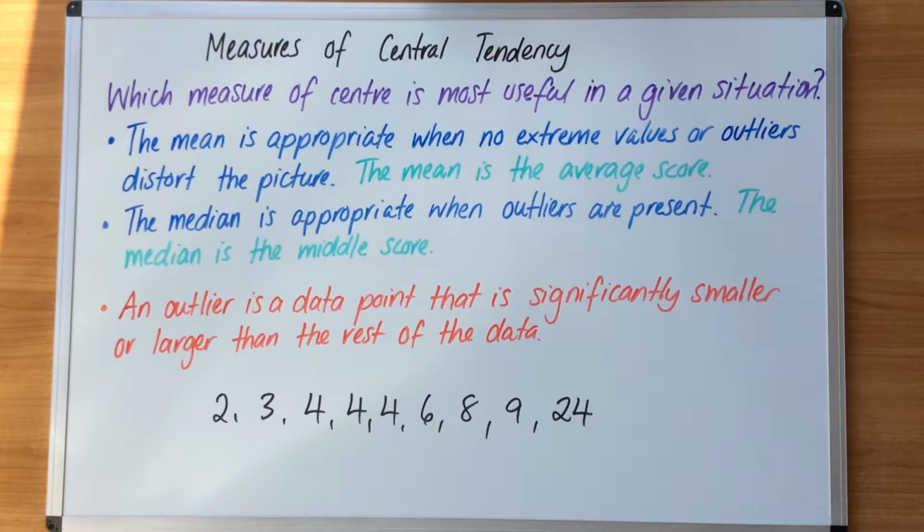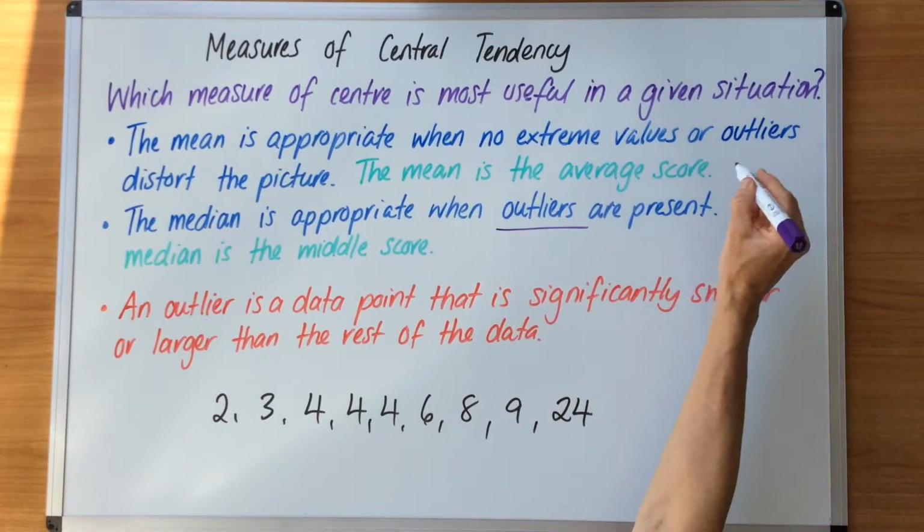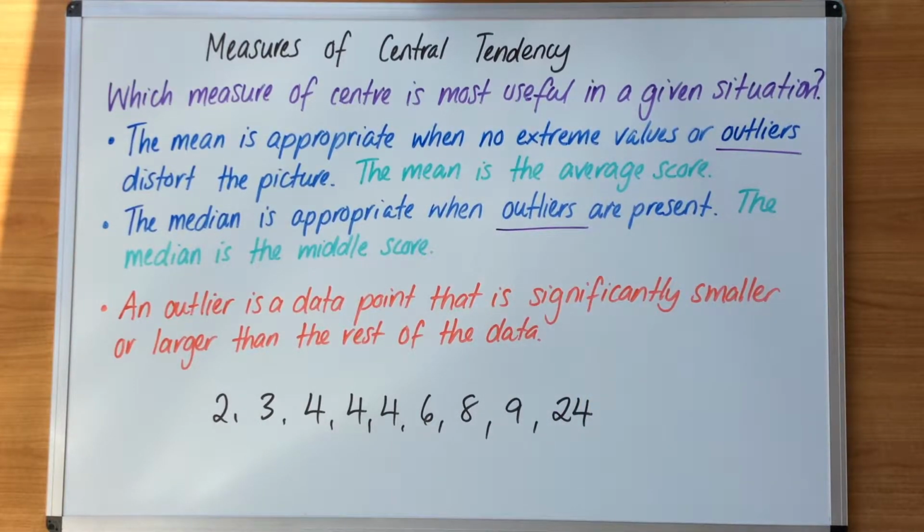the average score. The median is appropriate when outliers are present, and to refresh again, the median is the middle score. However, in order to understand that, you need to understand this word outliers. An outlier is a data point that is significantly smaller or larger than the rest of the data.